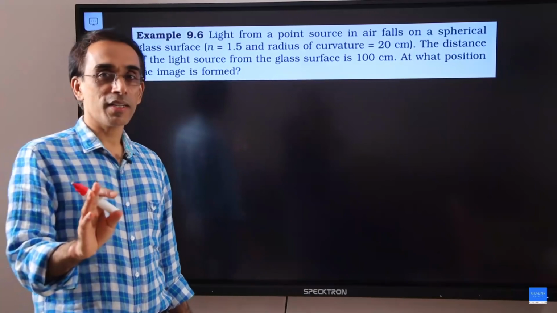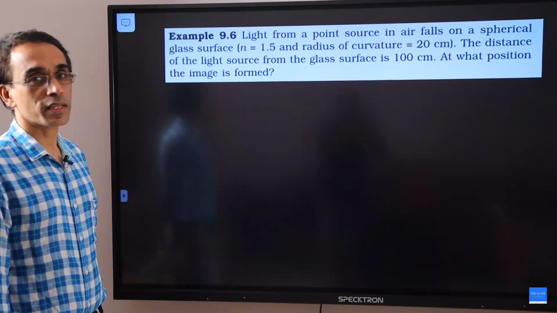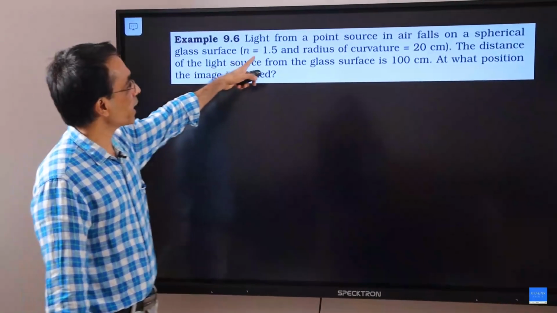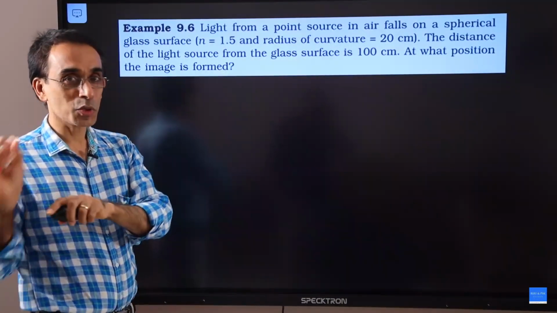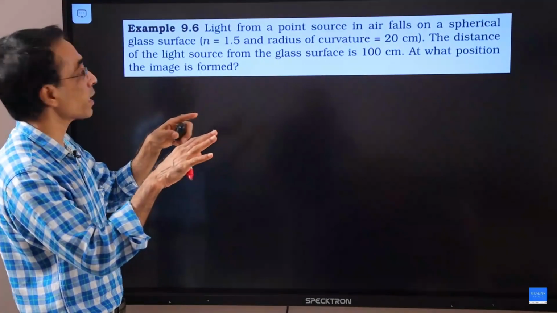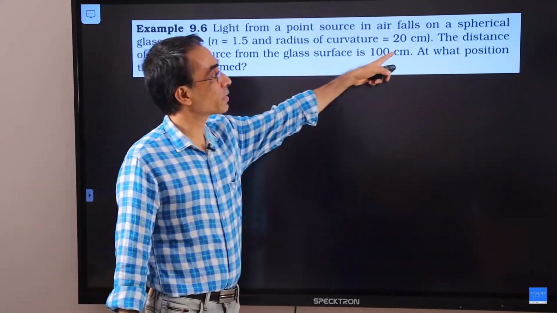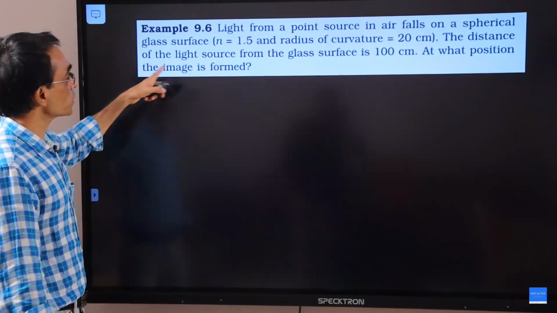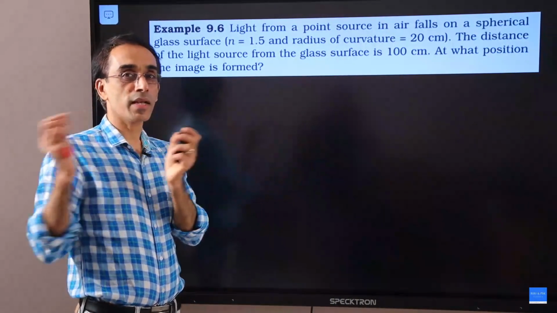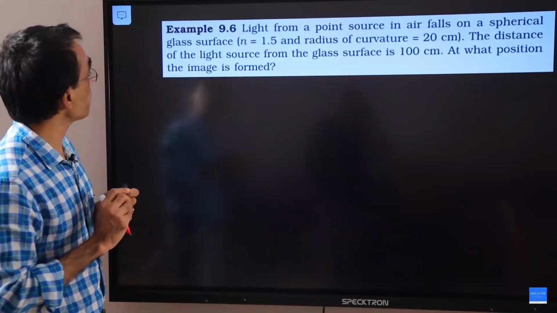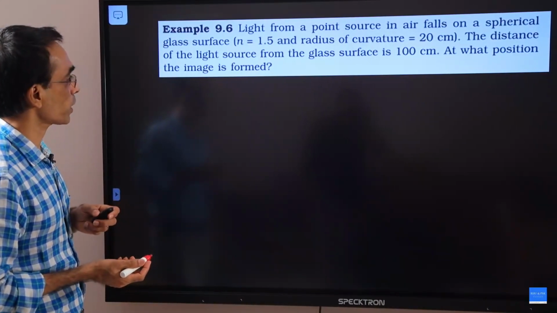So, just now we studied about refraction at a spherical surface, and this is an example given in the NCERT textbook. You can see that light from a point source, I told you point source, in air, so the source is in air, falls on a spherical glass surface where the refractive index is 1.5 and the radius of curvature is 20 centimeter. The distance of the light source from the glass surface is 100 centimeter. So, the glass surface and the light source are at 100 centimeter. At what position is the image formed? You need to find out the image position.